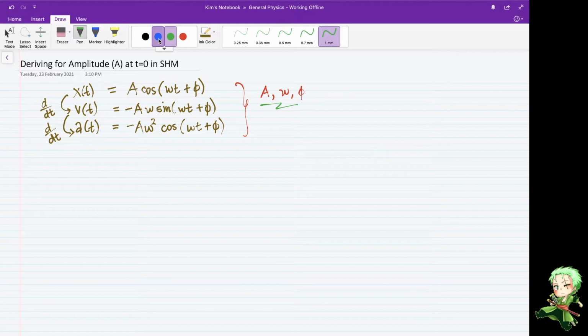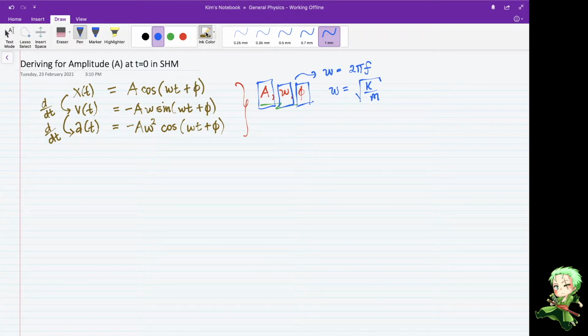And previously, we have worked already with finding the phase angle phi in our class, and omega is very simple to find. I know you can remember that omega is simply 2 pi f, so there is not much worry about finding omega. You could find it by 2 pi f, or if you're working with springs, that's just the square root of k over m. So in this session, we are going to find A. So how do we find A? That is our goal in today's session.